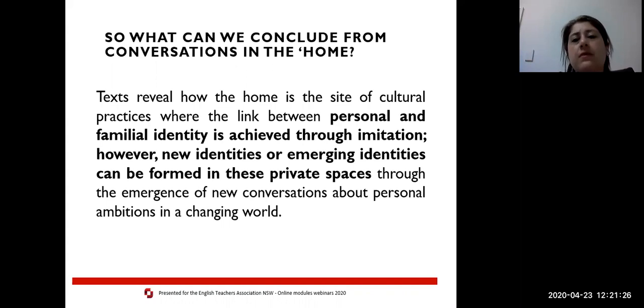So texts reveal how the home is the site of cultural practices, where the link between personal and familial identity is achieved through imitation. However, new identities or emerging identities, like we saw with Con and Tracy, can be formed in these private spaces through the emergence of new conversations about personal ambitions in a changing world or in a changing Australia. So that therein is private conversations.